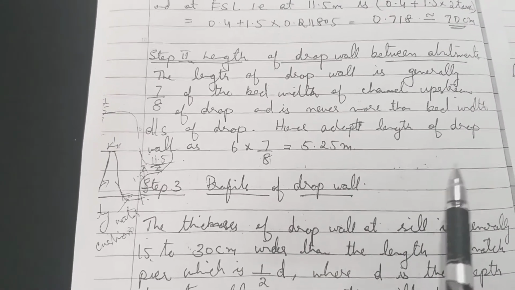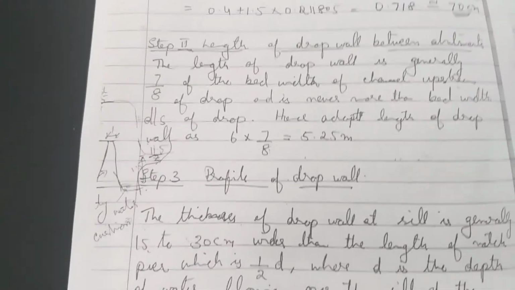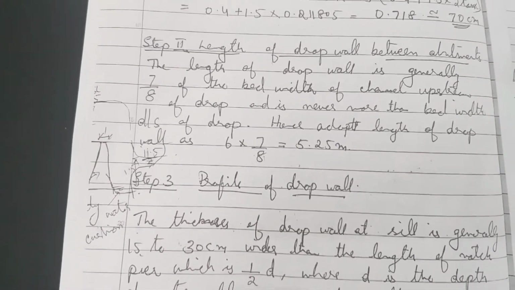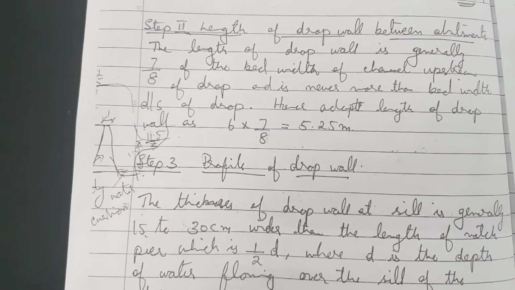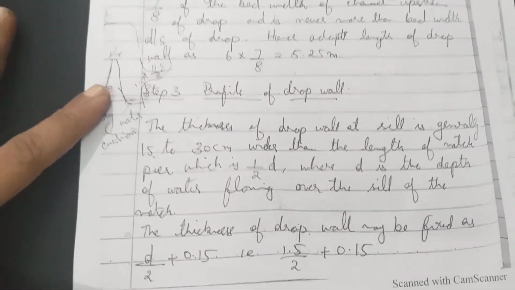Hence, adopt the length of drop wall as 6 into 7/8, equal to 5.25, where 6 is the bed width of the channel upstream. The next step is step 3, profile of the drop wall.